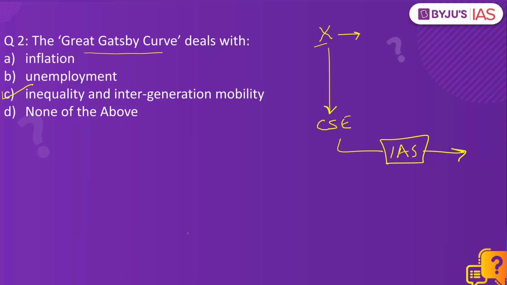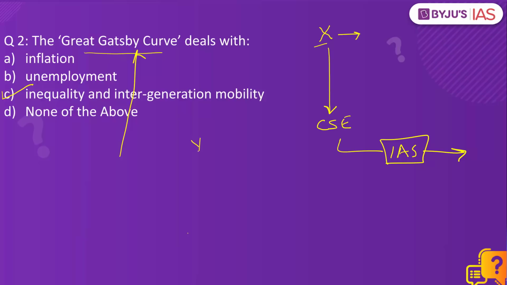The Great Gatsby curve, it's a connection between the concentration of wealth in one generation and the ability of those in the next generation to move up the economic ladder compared to their parents. This curve shows that children from poor families are less likely to improve their economic status as adults in countries where income inequality is higher.